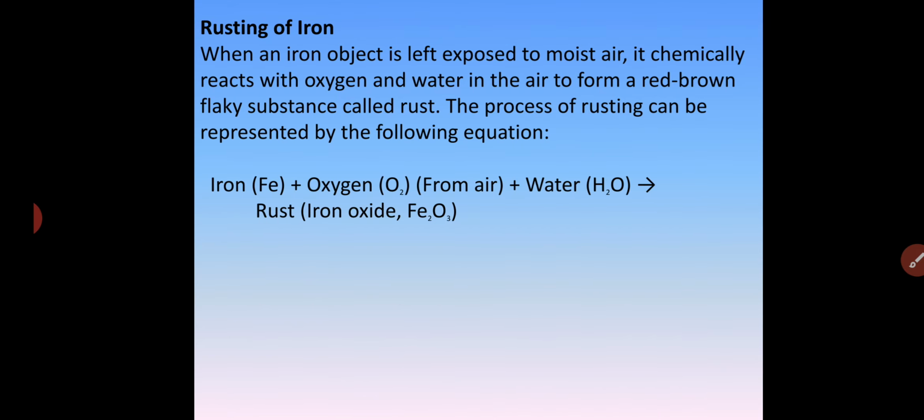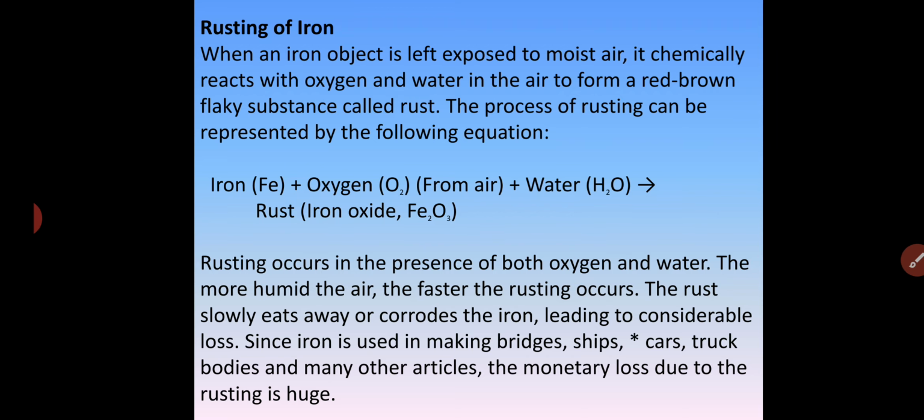Now we can take an example of rusting of iron. Just now we observed how metals get rusted. So how can we define rusting? When an iron object is left exposed to moist air, it chemically reacts with the oxygen and water in the air to form a red-brown flaky substance called rust. The process of rusting can be represented by the following equation: iron plus oxygen in the presence of air plus water gives rust.